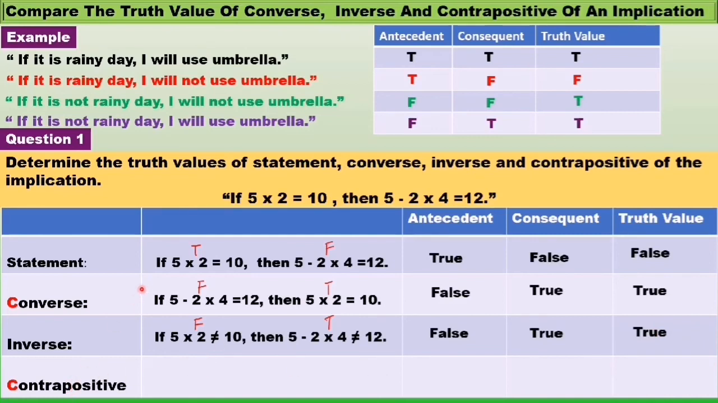Contrapositive, you refer to converse. Equals change to not equals. So if 5 minus 2 times 4 not equals 12, then 5 times 2 not equals 10. So if antecedent true, consequence false, of course the truth value is false. So again, I want to mention only one false here. For implication, only antecedent true, consequence false, then the truth value is false. The other truth values are all true.